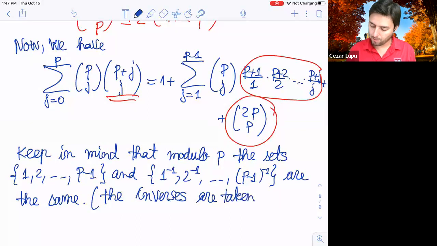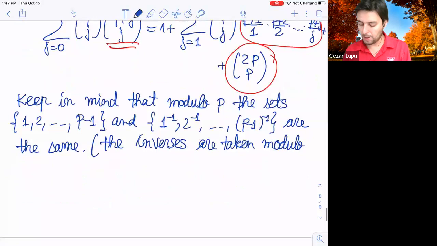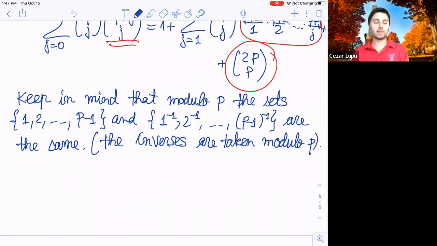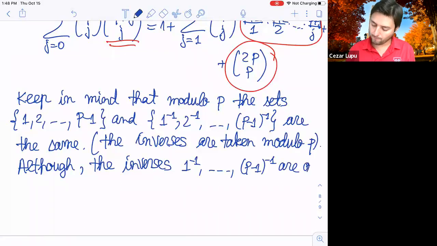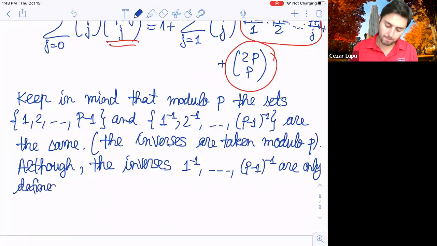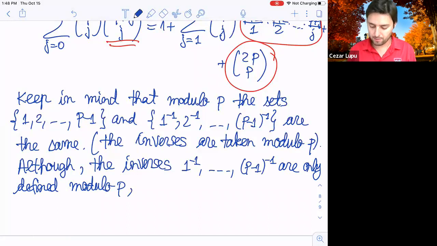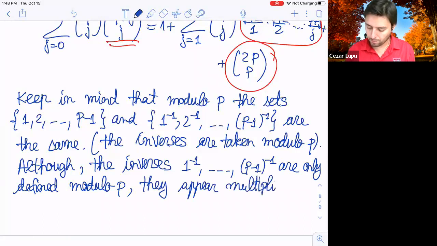Taken modulo P. Modulo P. All right, so let's keep in mind this. And now, although the inverses, one inverse all the way to P minus 1 inverse, are only defined modulo P, right? They appear multiplied by P. So they appear multiplied by P.